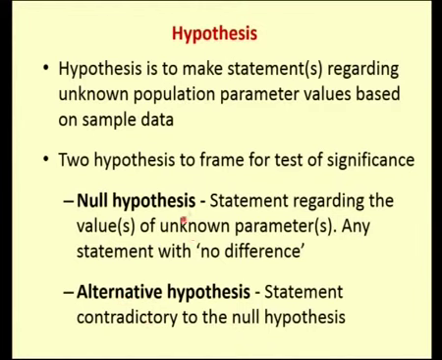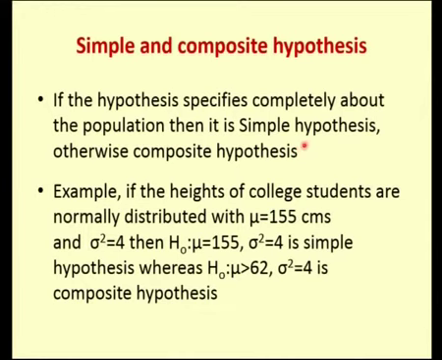Whenever a hypothesis has no difference, we call that the null hypothesis. So, it is a statement with no difference, and the alternative to this null hypothesis we call the alternative hypothesis, and it is contradictory to the null hypothesis. We also have simple and composite hypothesis under the null and alternative. If the hypothesis specifies completely about the population, we call that a simple hypothesis. Otherwise, it is said to be a composite hypothesis.